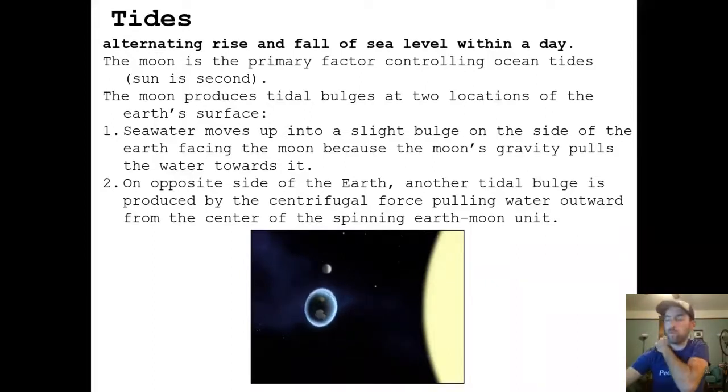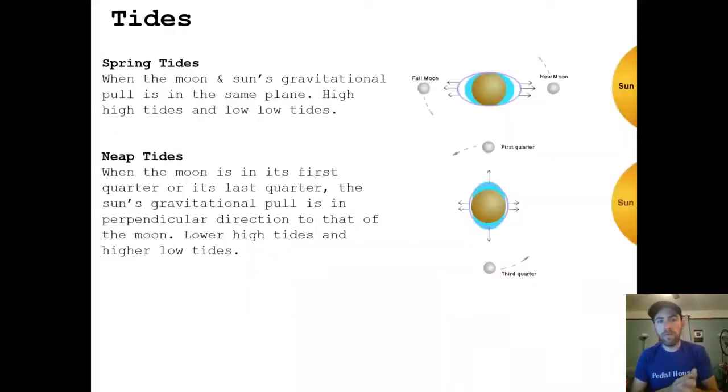And so the moon produces two tidal bulges on axis with itself here, in a sense. And so the seawater will move up into a slight bulge relative to the moon's position, and this can be modulated by the position relative to the sun. So we can have what are called spring tides when the moon is either in line with or opposed to the sun, during the full and the new moon, right? And so when those two gravitational pulls are acting in the same plane, you get the high tides and the low tides.